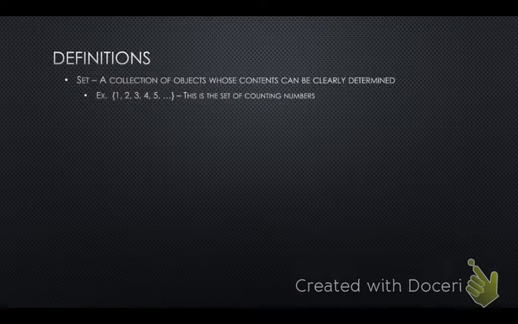A set is really just a collection of objects whose contents can be clearly determined. So in this case, 1, 2, 3, 4, 5, and so on is the set of counting numbers. The ellipsis at the end just means that it's going to continue moving forward, just going on and on, basically to positive infinity in this case.